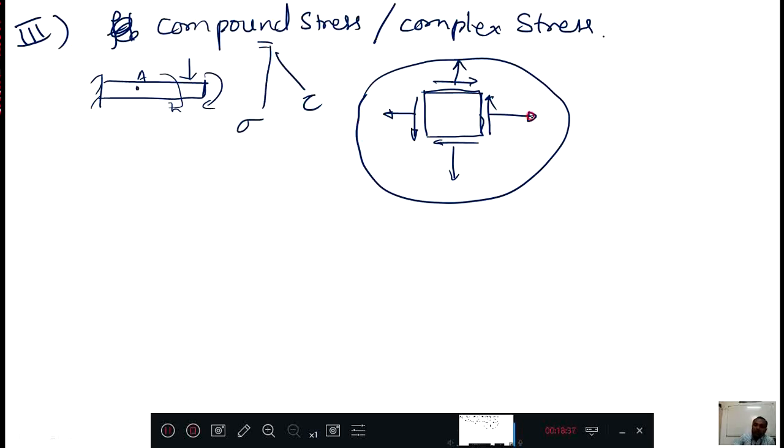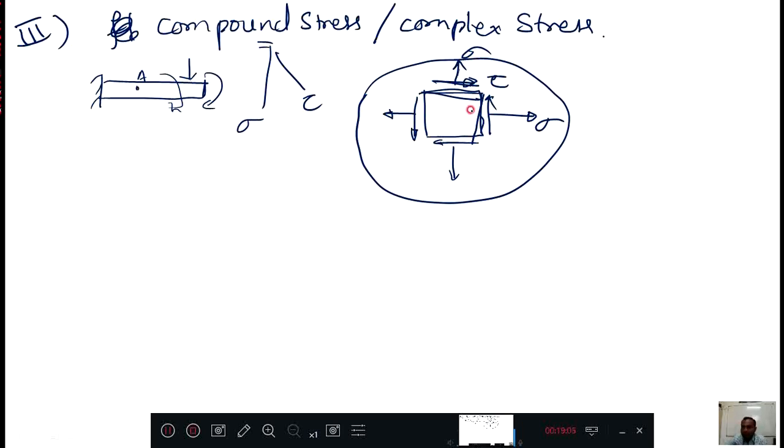Both normal stress, that is perpendicular to the plane, see this is the normal stress and this is the normal stress, applied perpendicular to the plane, and shear stress is also applied. Then this material is under a complex system of stresses, and that is called compound stress. Then the strain is also complex here, because two types of stresses are acting at one point at a time. Then the strain also comes in two directions.